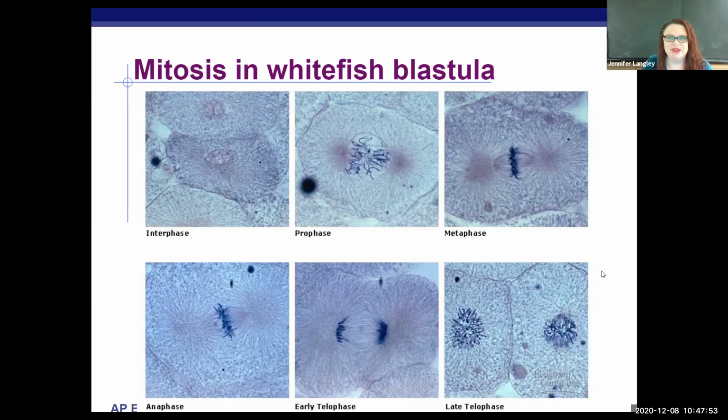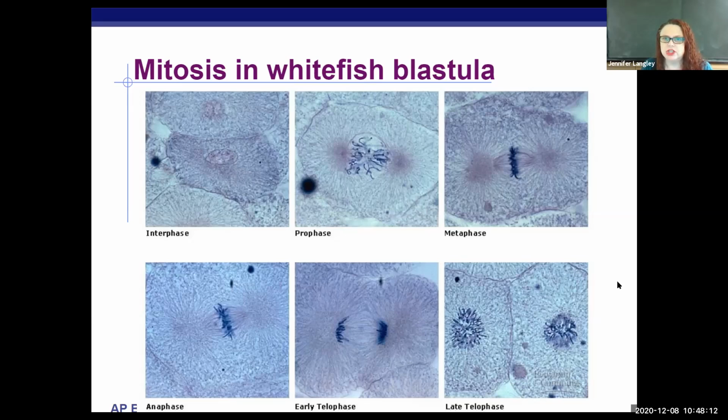All right, we're almost done, I promise, guys. Here is a whitefish blastula. A blastula is after the egg has been fertilized. It now starts to divide. And in the very first stages, it's like a ball. We call that a blastula.